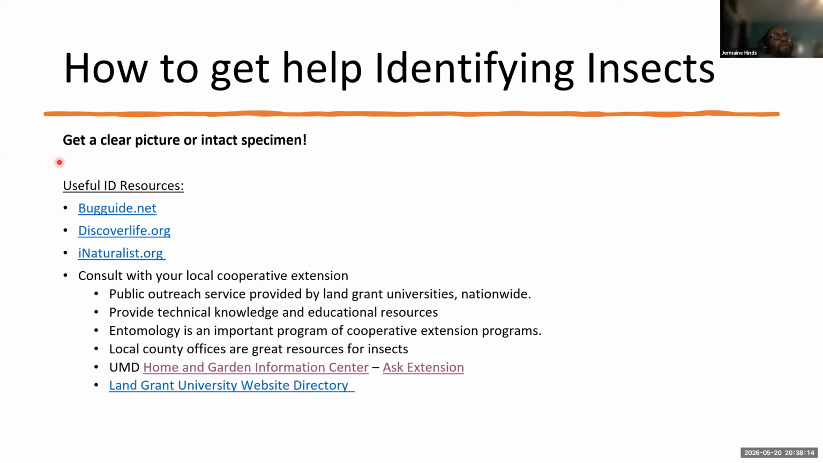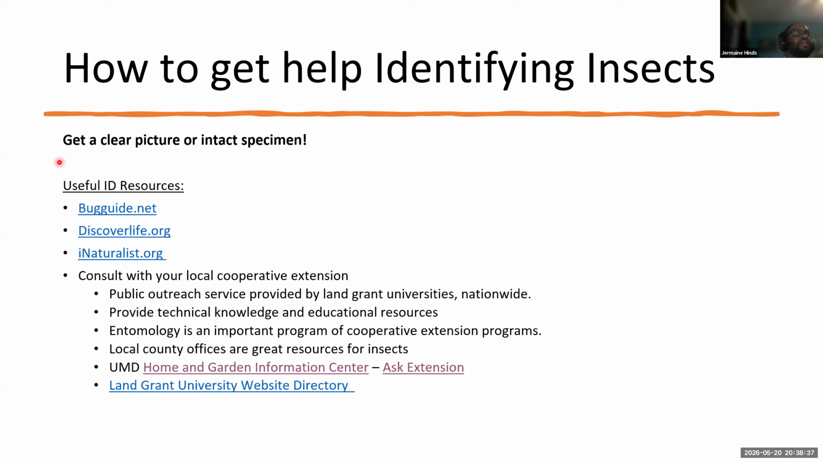There are plenty of useful ID resources around the internet. BugGuide, Discover Life, and iNaturalist are some of my favorites. If you're a big Reddit user, they have a "what is this bug?" subreddit, and an entomology subreddit. A lot of hobbyists are really excited about identifying different things, so you could get help in public forums like that.